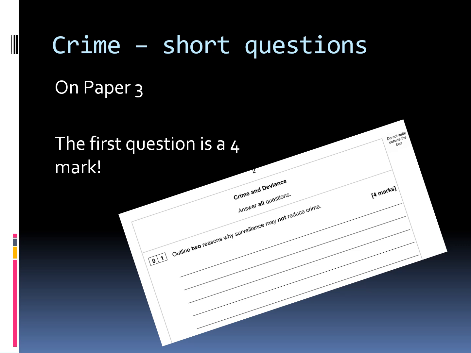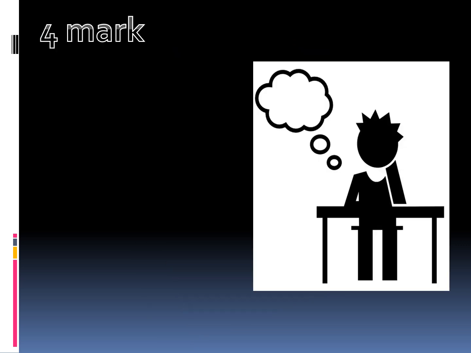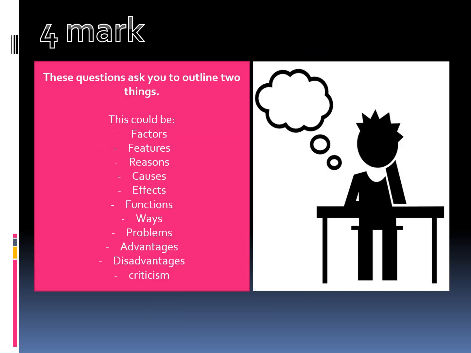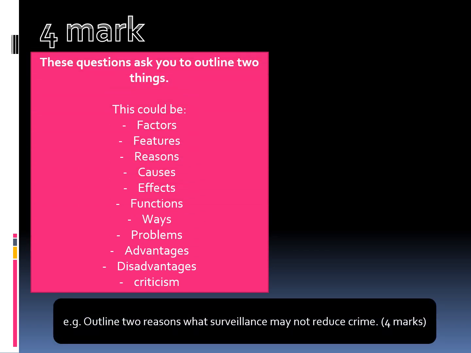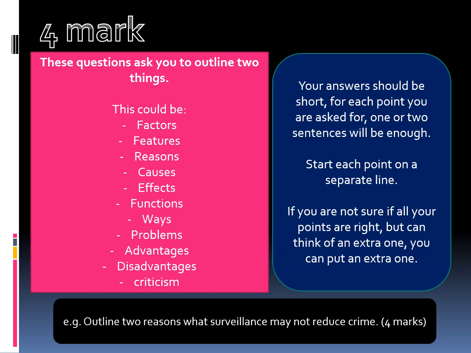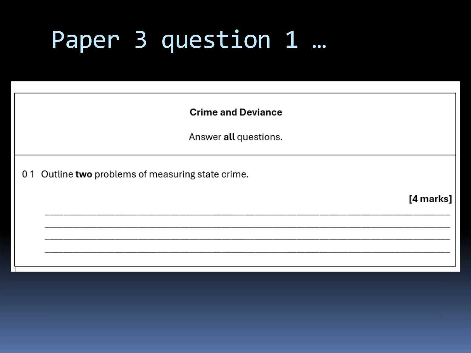So paper 3, the first question is a 4-mark question, and this will be asking you to outline 2 things. Now, these could be factors, features, reasons, problems, and so on. Your answers should be straight to the point for each point that you're asked for. 1 or 2 sentences will be enough. Start each point on a separate line, and if you're not sure if all your points are right but can think of an extra one, make sure that you pop that one down.